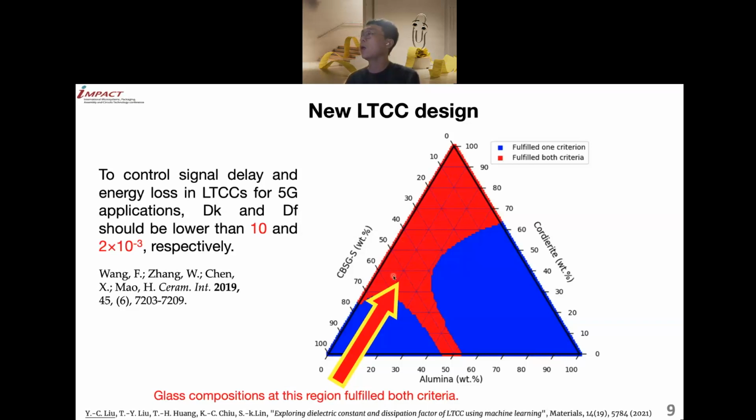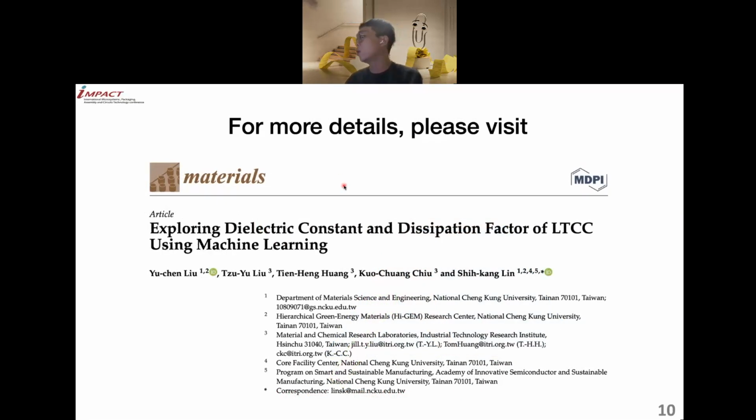So if we want a low dielectric constant and low dissipation factor LTCC, we can try to have a recipe which lies in this red region. If we have a glass composition in this region, it means we fulfilled both the low DK and DF values. This can help us very quickly design new LTCC recipes. This work has been published in Some Materials this year. If you need more information, you can visit our paper.